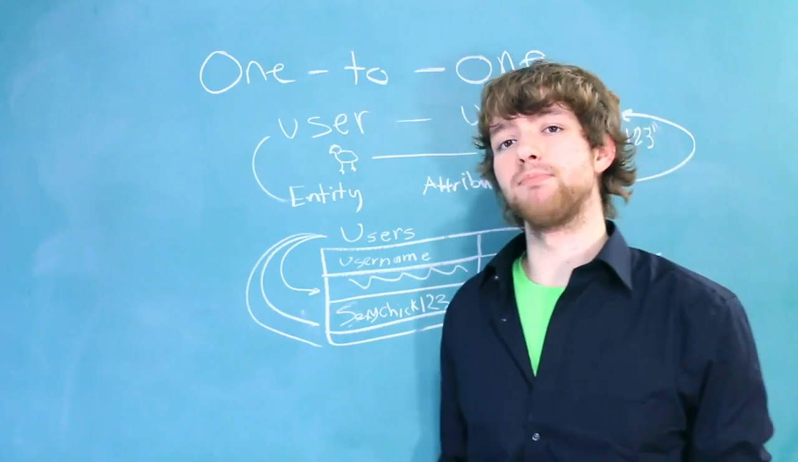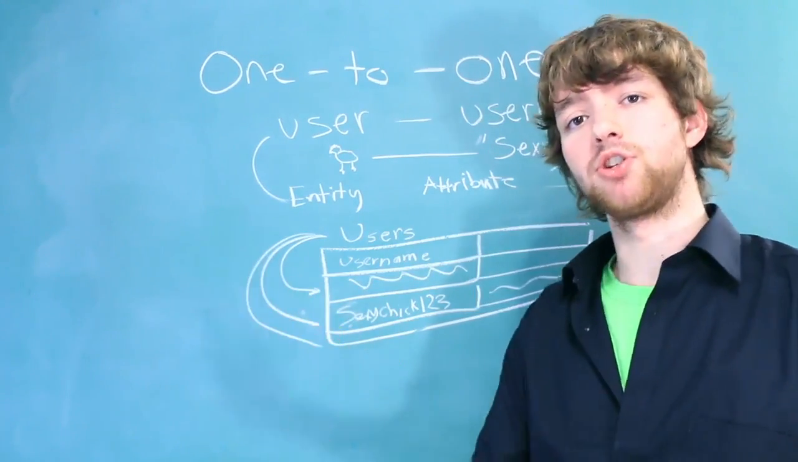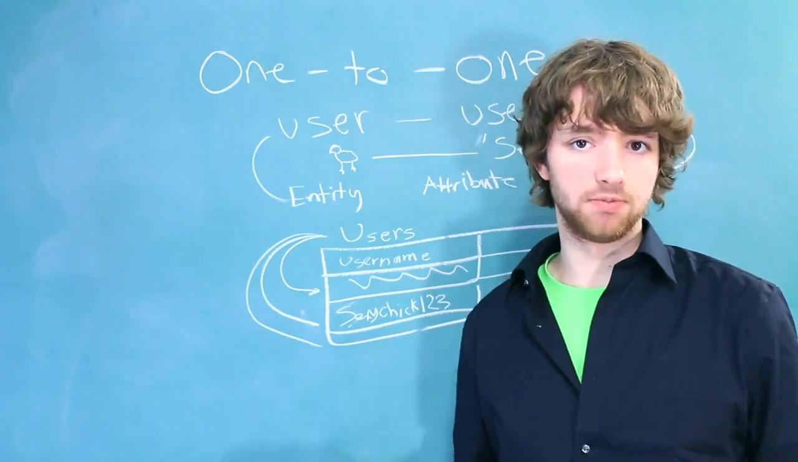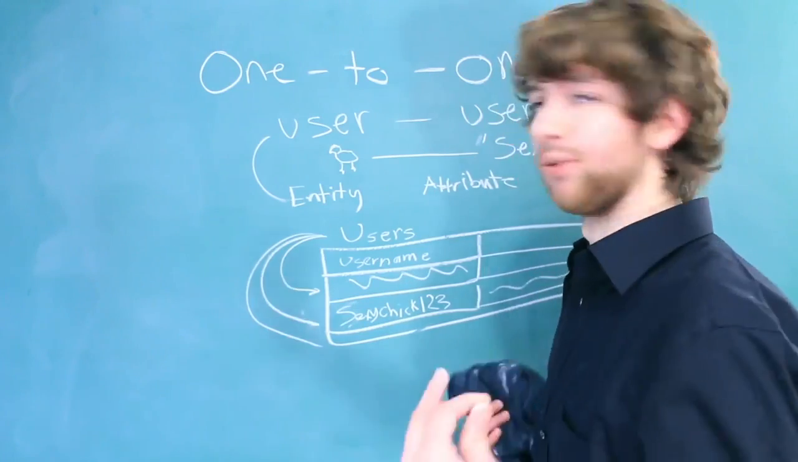So an example for this might be an image. Let's say a user can have one image, and that image is used for their profile. This image could be placed into a new table called images.